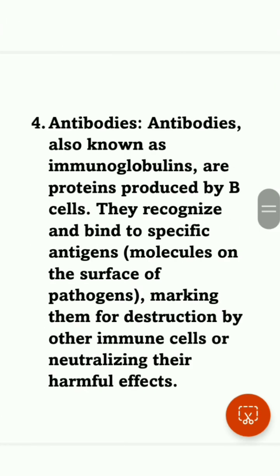The next, fourth concept is antibodies. Antibodies are also known as immunoglobulins. Immunoglobulins are proteins produced by B cells. They recognize and bind to specific antigens. Antigens are molecules on the surface of pathogens, marking them for destruction by other immune cells or neutralizing their harmful effects. They recognize and bind to the specific antigens and mark them for destruction, because pathogens cause diseases in humans or in organisms.